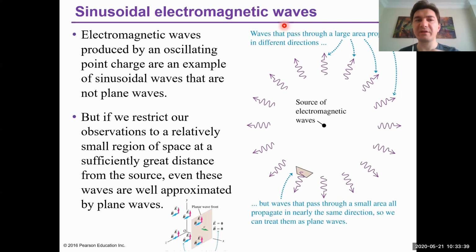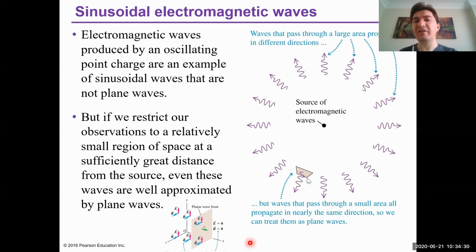So what happens if you have an oscillating point charge here? If we have an oscillating point charge, then we can produce electromagnetic waves in any direction. But what about the plane waves, which we discussed during the last lecture? In plane waves, we have an electromagnetic wave in one certain direction.